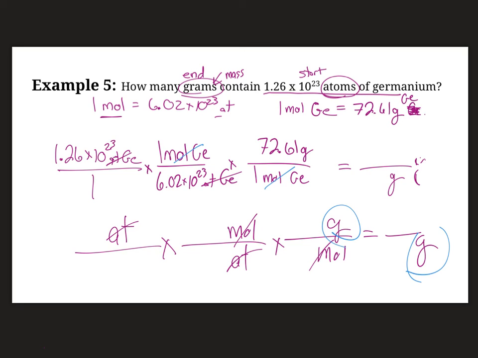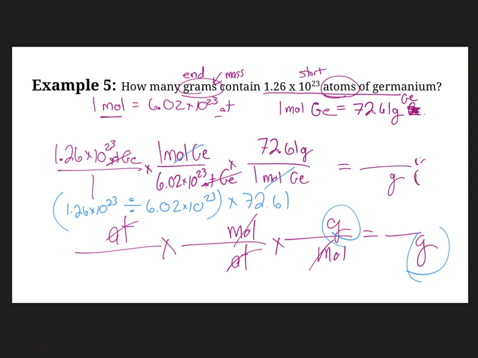And now when I put it in, I have multiple things to do. I have to take the 1.26 times 10 to the 23rd, and I have to divide it by 6.02 times 10 to the 23rd. And then that answer, I have to multiply by 72.61. Again, if you're using scientific notation in a calculator, you don't need to worry about any of the parentheses. The calculator will just do exactly what you want it to do.